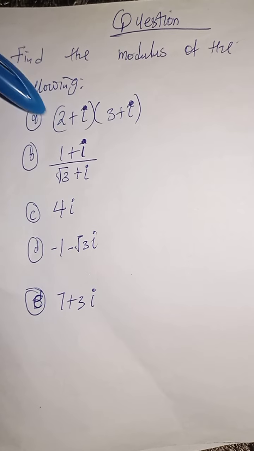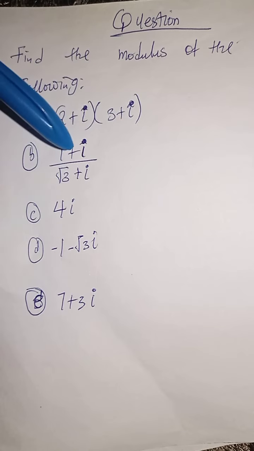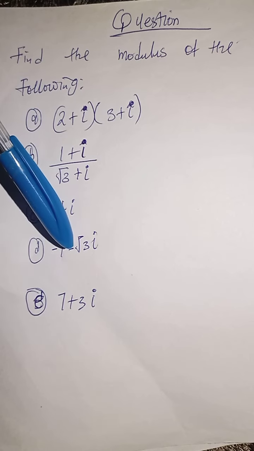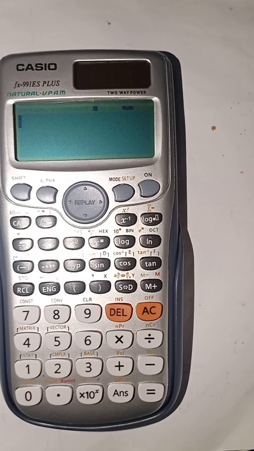The first one is (2 + i)(3 + i). B is equal to (1 + i) over root 3 + i. C is equal to 4i. D is equal to minus 1 minus root 3 i. Then E is equal to 7 + 3i. So we want to look at these questions now with our calculator. Alright, let's move to question 1.